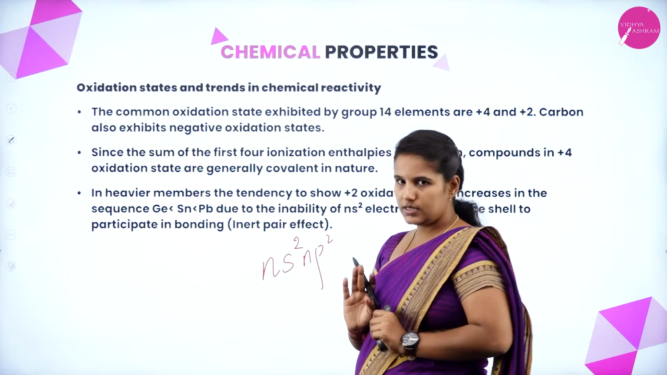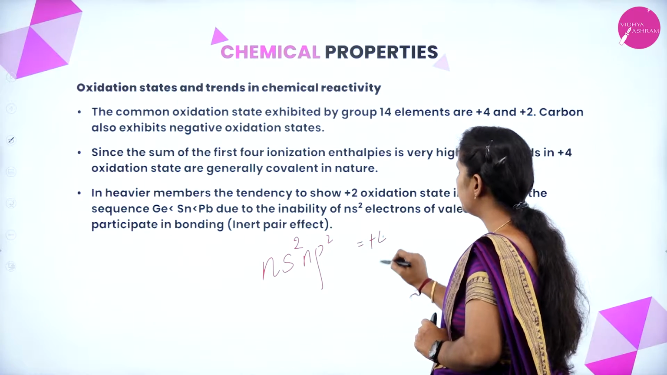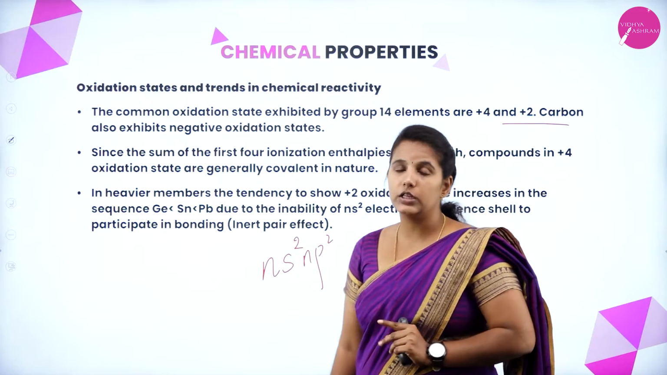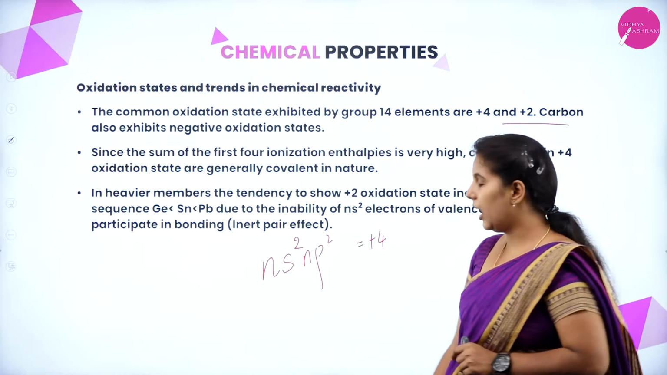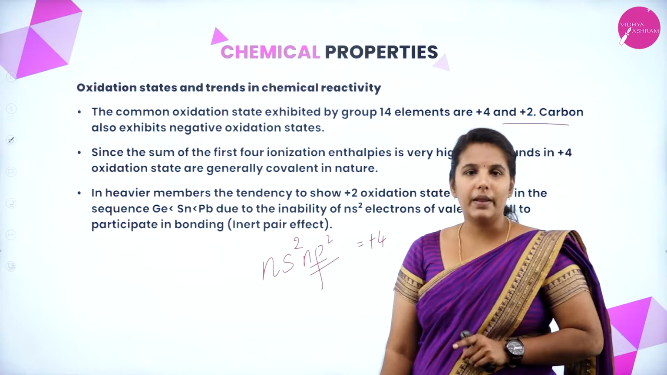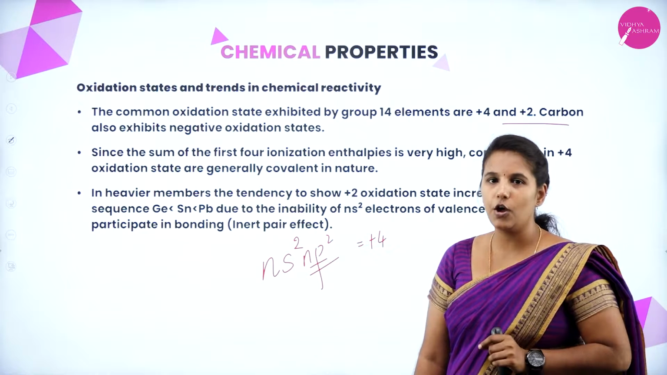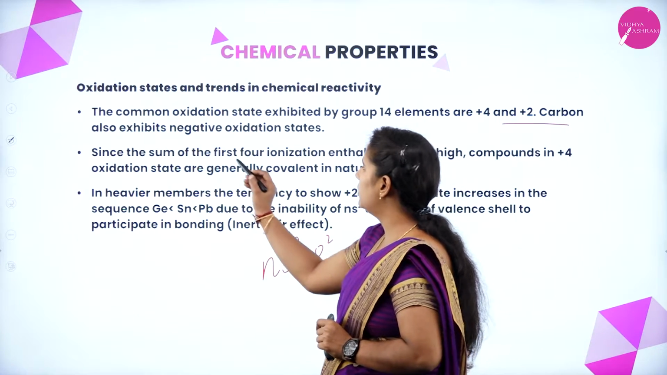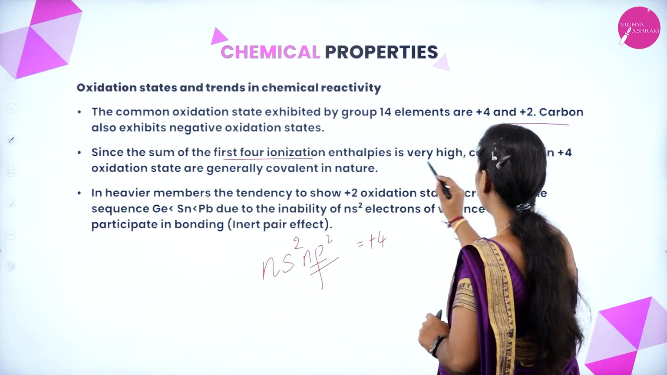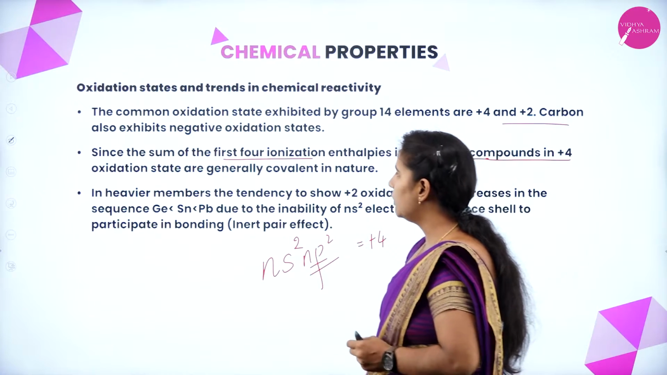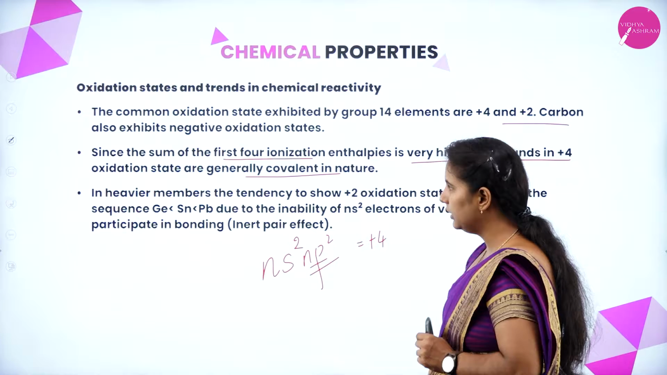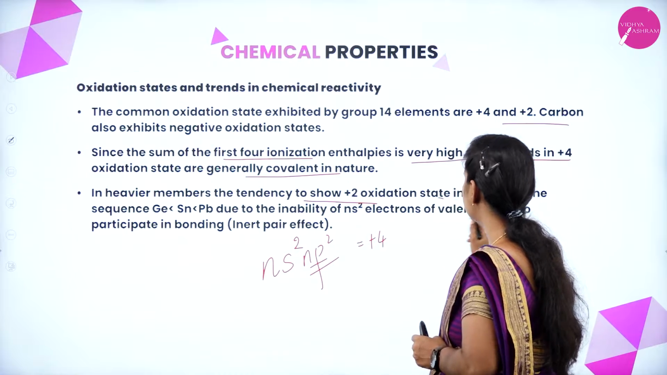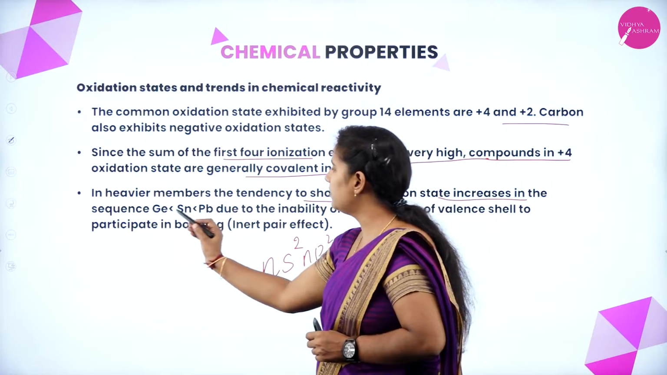If you see the common oxidation state, it is +4 because it has 4 electrons in its outermost shell. In addition to this, the +2 oxidation state can also be observed. This is due to the np2 shell, because of the p orbital electrons, which are retained. Since the sum of the first 4 ionization enthalpies is very high, the compounds in the +4 oxidation state are generally covalent in nature. In the higher members of group 14, the tendency to show the +2 oxidation state increases in the sequence of germanium, tin and lead.